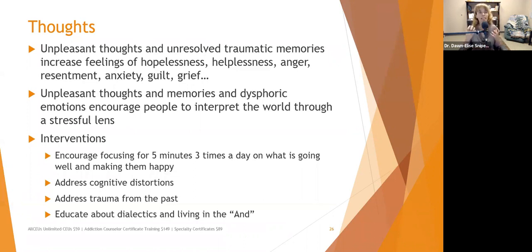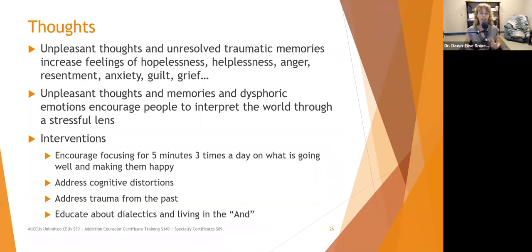When you're in that mindset, your brain is programmed for survival. So if you're thinking about things that have been threatening or dangerous before, your brain's going, don't forget those because we don't want to go back there. Interventions encourage people to focus for 5 minutes 3 times a day, and I say at meals, on what's going well and what is making them happy that day. You know, they can address the negative stuff, the unpleasant stuff later, but for 5 minutes 3 times a day, just take a break and have a happy time out.